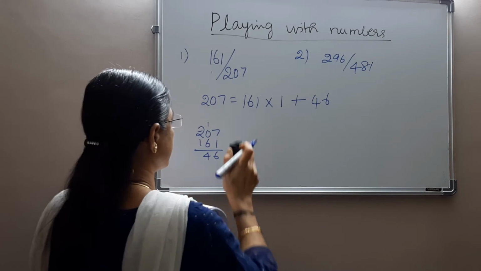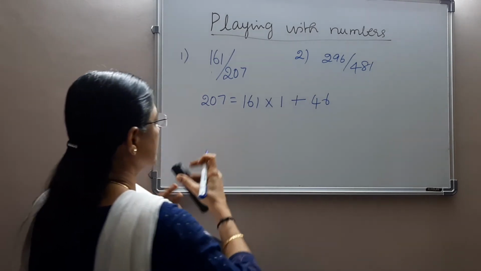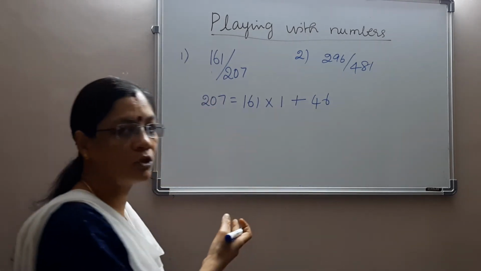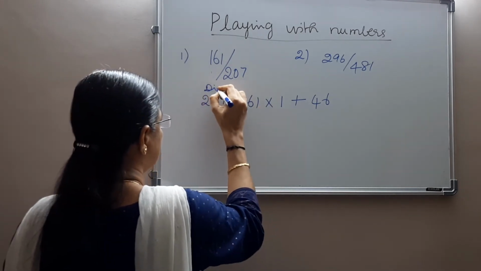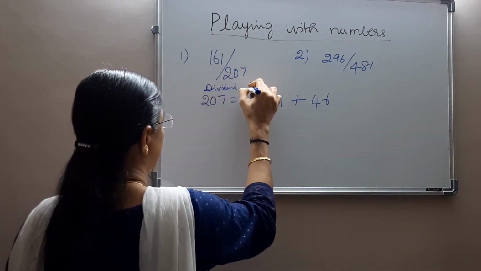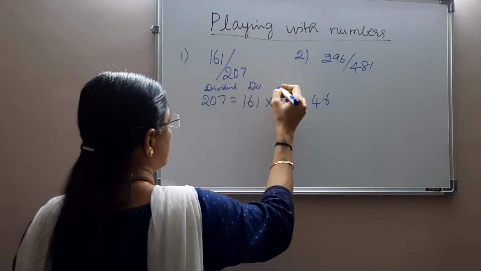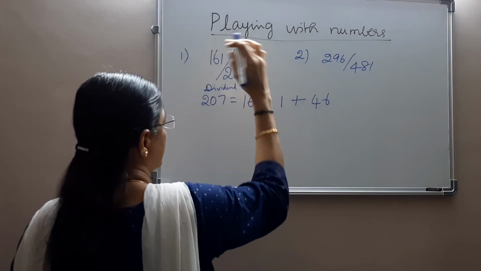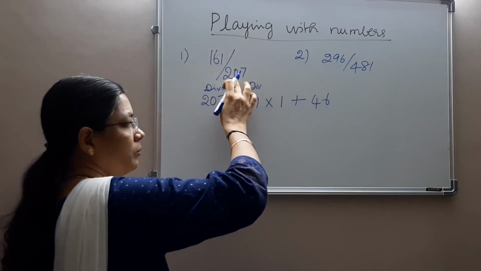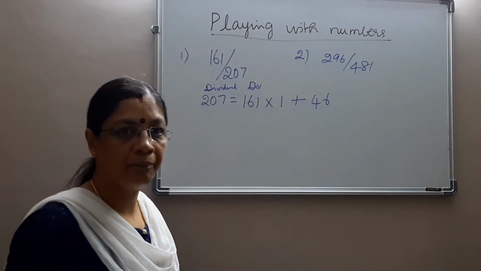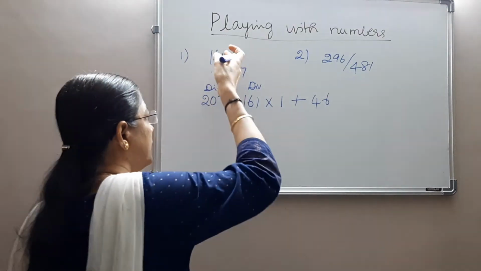So plus 46. Now this 46 is your remainder. So how do we get this? This is actually the division algorithm. Dividend, this is divisor, this is quotient. The larger number is always the dividend, the smaller one is the divisor, that is in the question. You don't mistake it. Actually 207 is here in the bottom and 161 is in the top. Okay, so this is the dividend and this is the divisor.